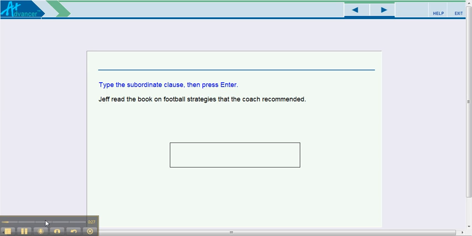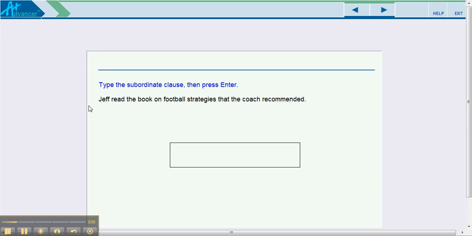Compound sentences are formed of two main clauses or independent clauses joined with a coordinator: and, but, or, nor, for, so, yet, or a semicolon. Complex sentences are composed of a main clause, or independent clause in other words, and a subordinate clause, also called a dependent clause. Subordinate means it's under the main clause.